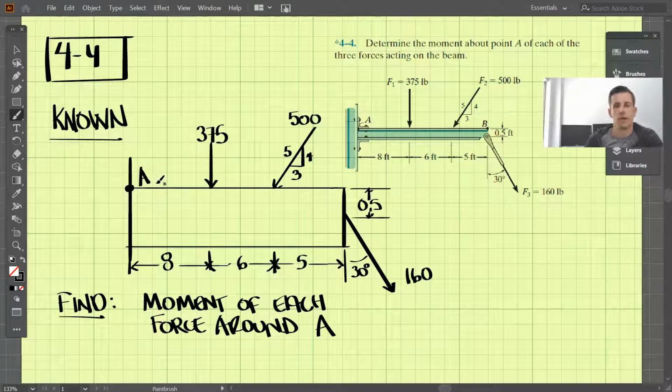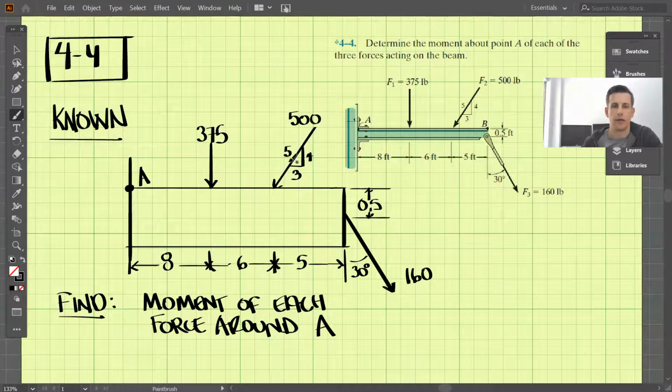Okay, so let's do problem 4-4, and we're supposed to be finding the moment about point A of each of the three forces acting on the beam. We have three forces: 375, F2 is 500 pounds, and F3 is 160 pounds acting at 30 degrees in this direction. So given the beam right here, I drew it a little bigger, this 375 pound force is going to create a clockwise moment around A.